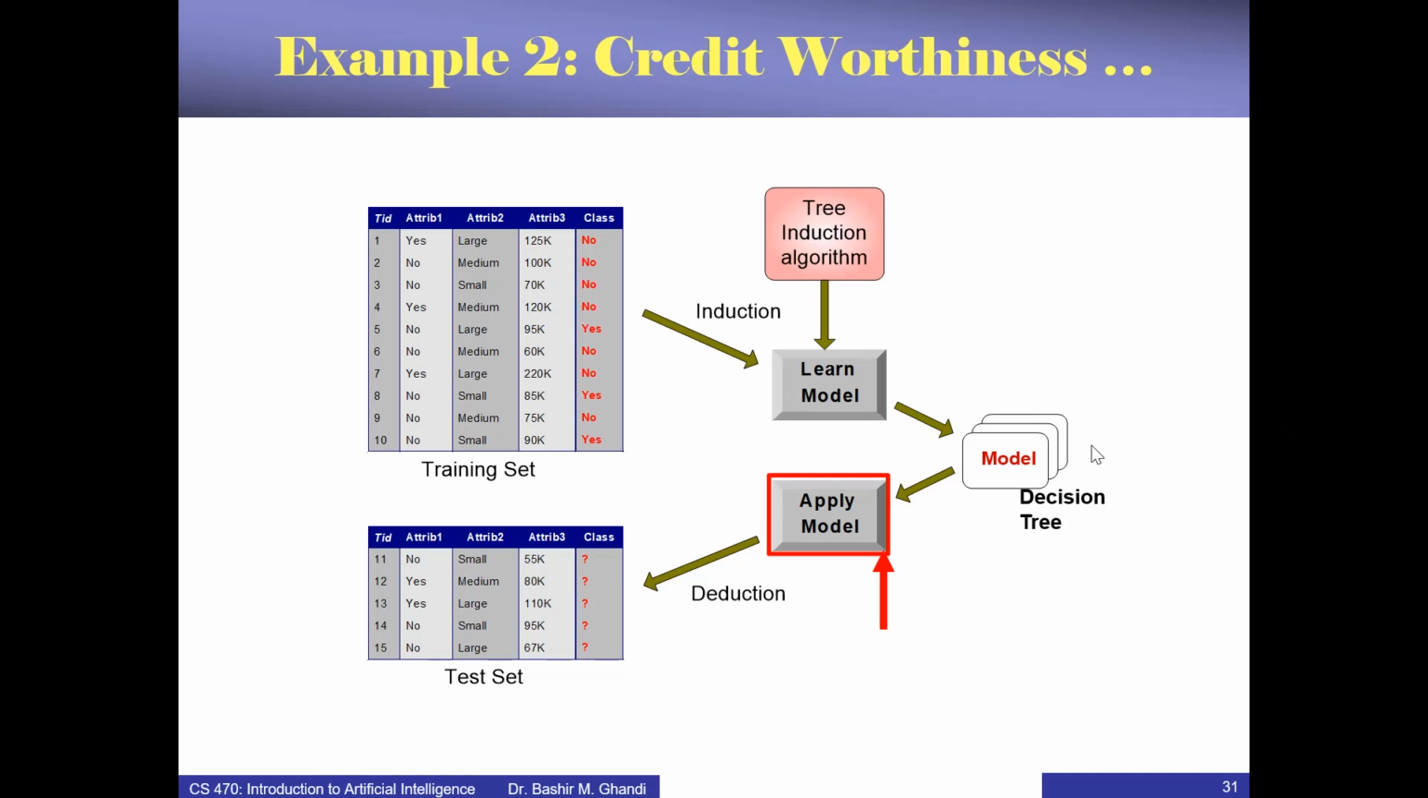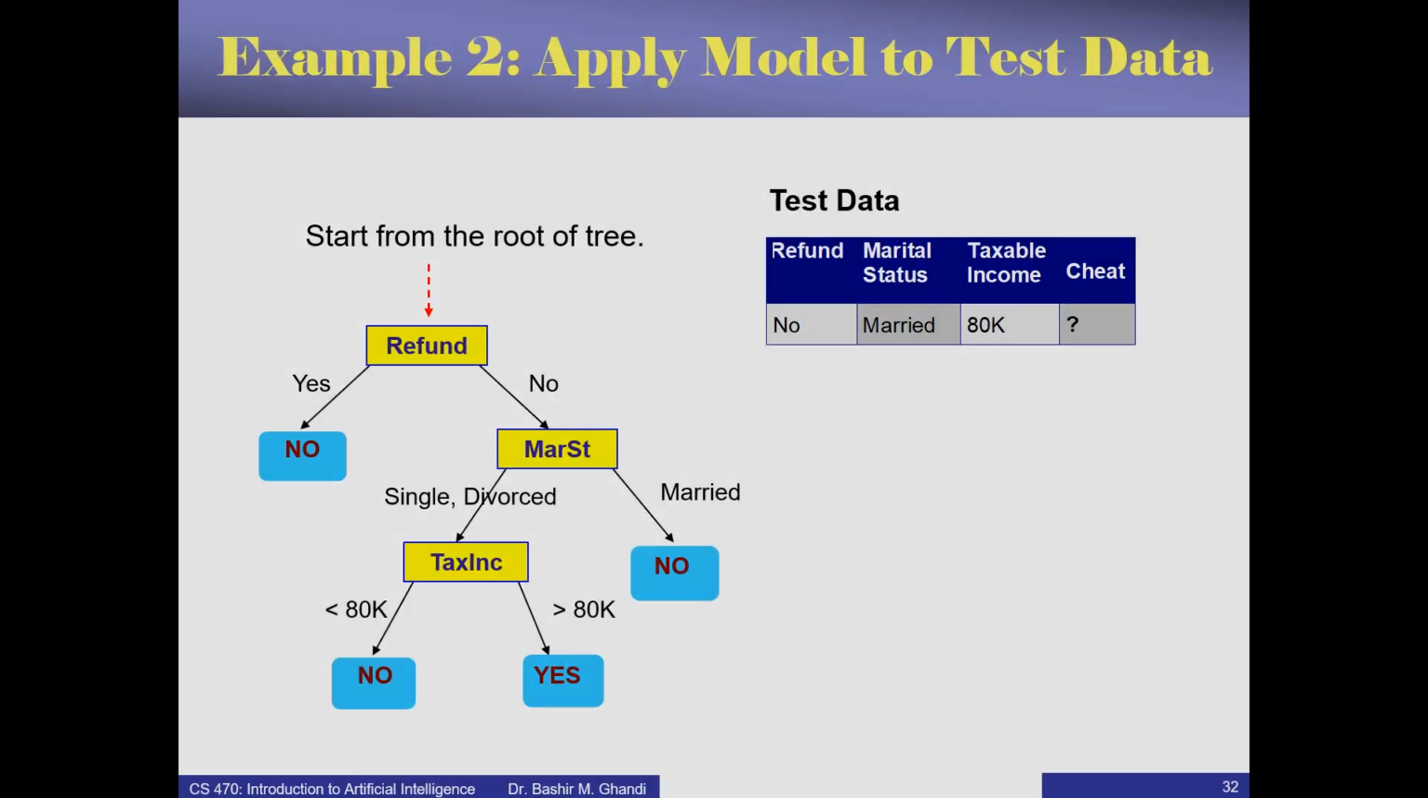So once you have your model, the next thing is to test your data to see what class you are going to be able to allocate to the remaining values. Okay, so for example, suppose you have an example where refund is no, married is yes, and taxable income is 80,000. The question is, what is going to be his class? Is it going to be a cheat or not?